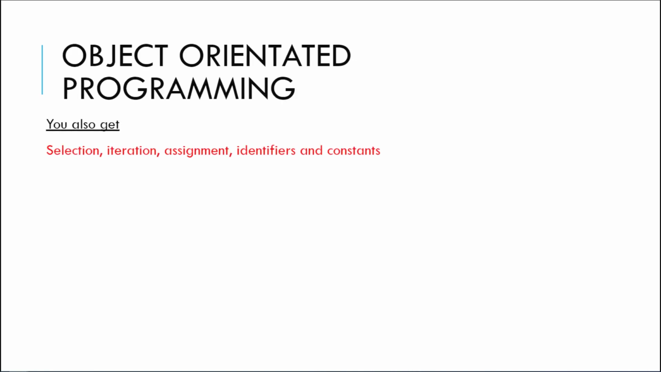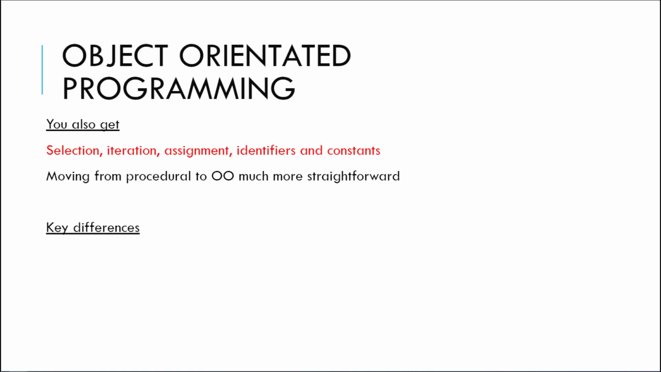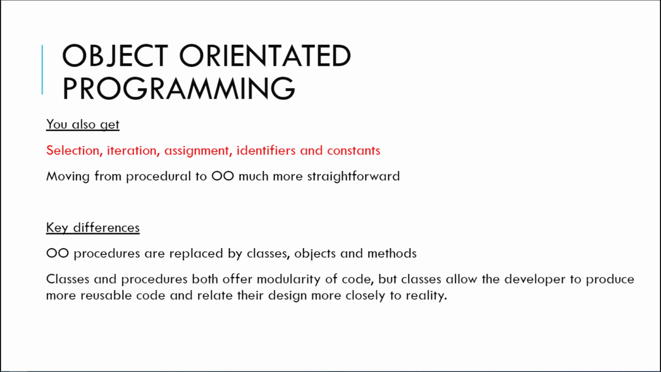Now, in addition to this, you still get all of the great functionality of your other programming languages as well, such as selection, iteration, assignment of variables, identifiers, and constants. Moving from procedural to object-oriented is much more straightforward. The key differences are that what procedures were, we now replace with classes, objects, and methods. Classes and procedures both offer modularity, but classes allow the developer to produce more reusable code and relate their design more closely to reality. So there are no functions and procedures in this, we have methods instead.